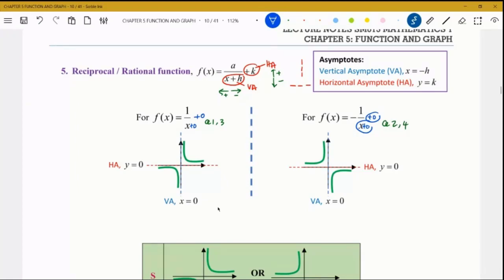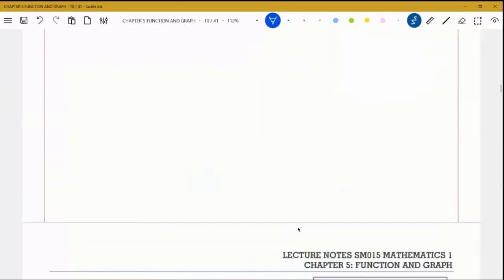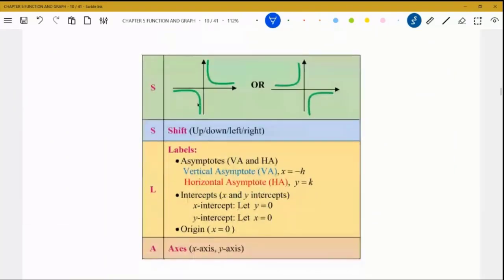Okay, so I put the steps here. We're going to have a shape, either positive 1 over x ataupun negative 1 over x. And then shift up, shift down, shift to the left, to the right. And then we have to mention the asymptotes, intercepts and origin. And then the last one will be the axes. Okay, that one adalah steps untuk reciprocal. So kita go through the examples one by one.